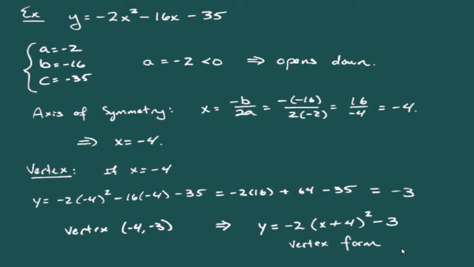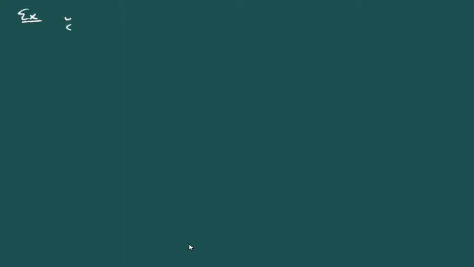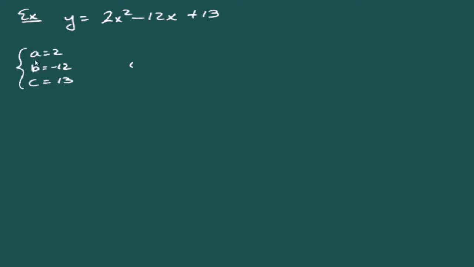Okay, let's do the same thing with another example. Suppose that we have y is equal to 2x squared minus 12x plus 13. A is going to be negative 2, B is going to be negative 12, and C is going to be 13.